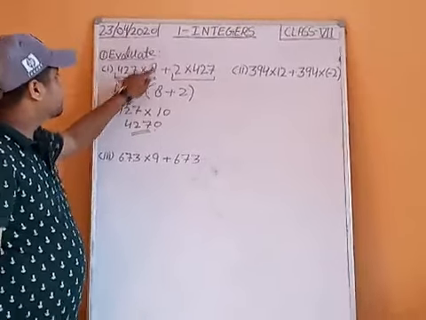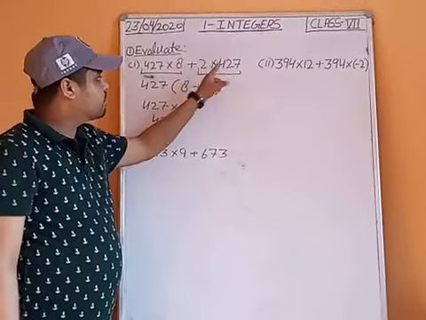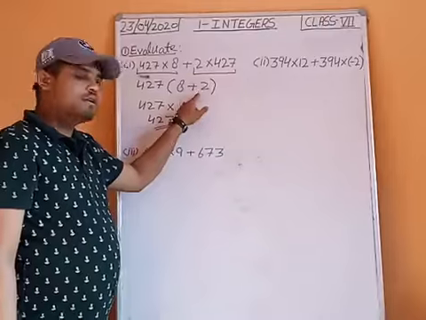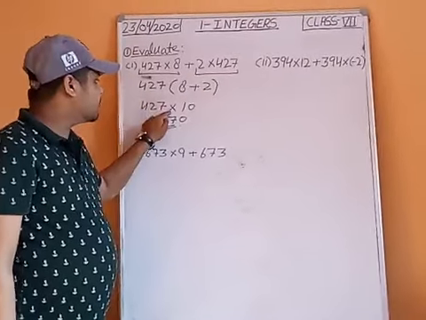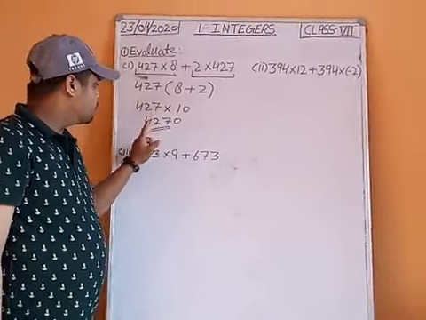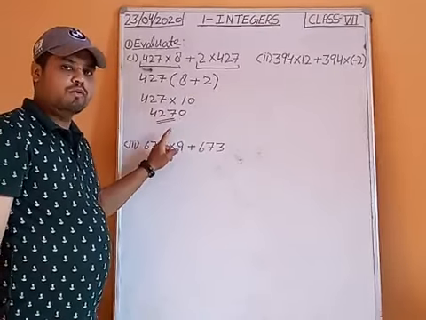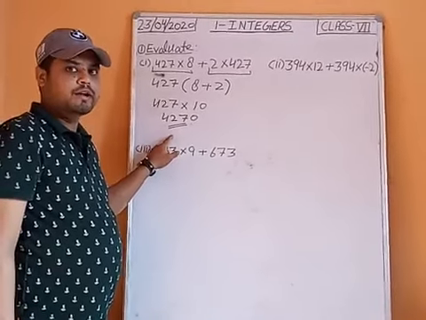427 common, 8 remains 8, 2 remains 2. 427 multiply 8 plus 2, 10. So multiply, 4270 will be our answer.